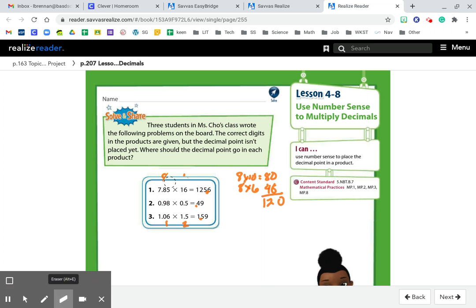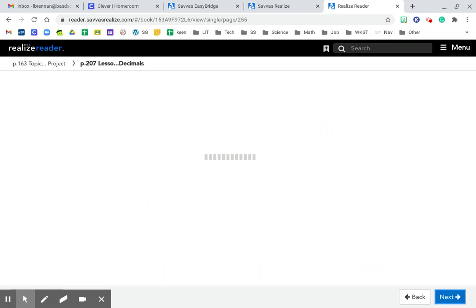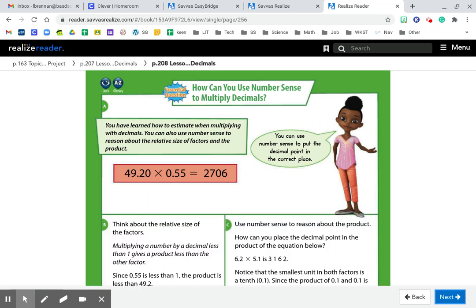So we're going to use mental math strategies and try to put the decimal in the correct place. That's our task today. So we're using reasoning to try to figure out our answer. If both factors are less than 1, what do you know about their product? If both the factors are less than 1, you know that the answer is going to be less than 1. So if you're multiplying a decimal less than 1 times a decimal less than 1, you're going to get an answer of a decimal less than 1.